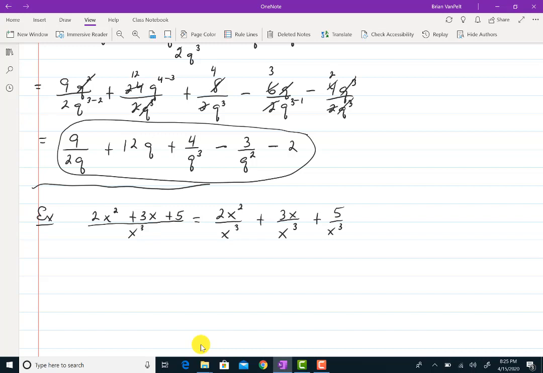So for this one, there's not a lot of cancelings that go on, except x squared will go into x to the third, and for that piece you'll have 2 over x. For the next one, x does go into x cubed. Subtract 1 from that exponent and get 3 over x squared. And then finally 5 over x cubed. For that piece there was nothing to cancel.